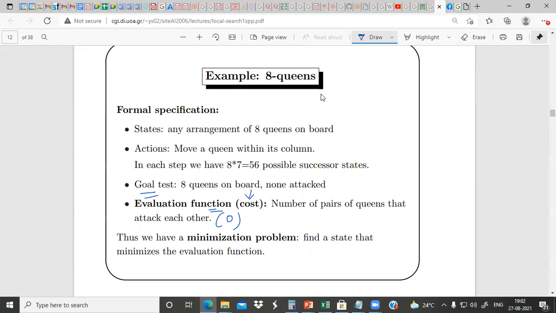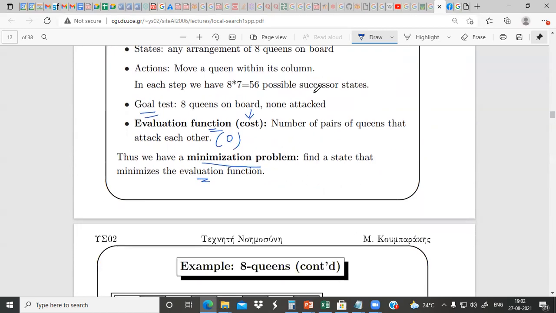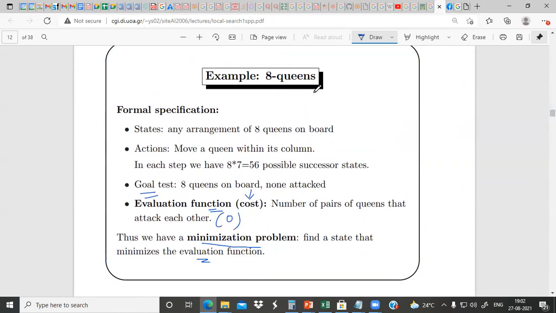If one pair of queens attack each other, the cost is 1. If 2 pairs attack each other, the cost is 2. But at last we want a board position where none of them attack each other. So we want to make the cost 0. So it is basically a minimization problem. We should find a state that minimizes the evaluation function. It depends on the problem. In some problems we may have to minimize, in some we may have to maximize. But mostly it is minimization.